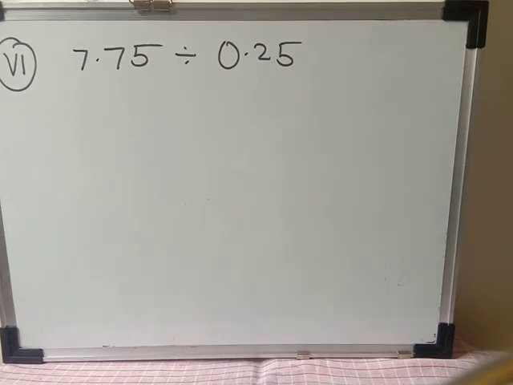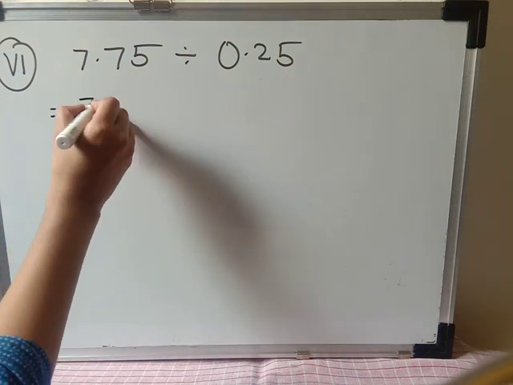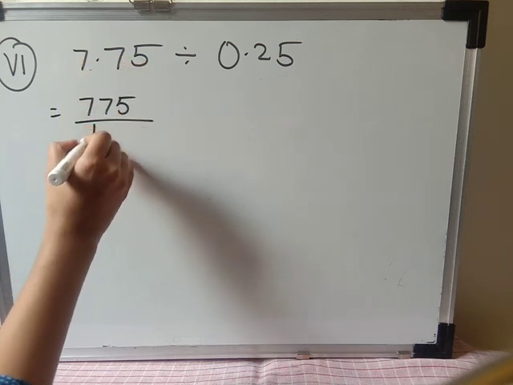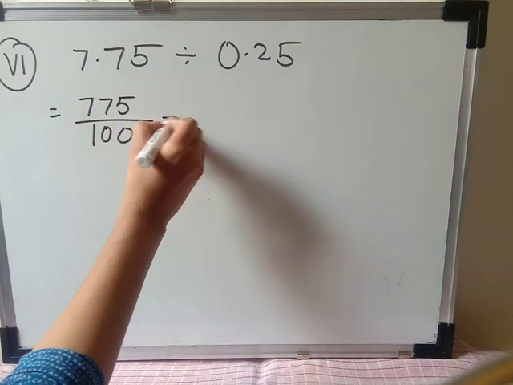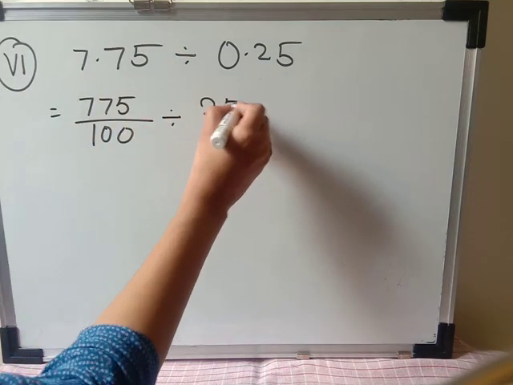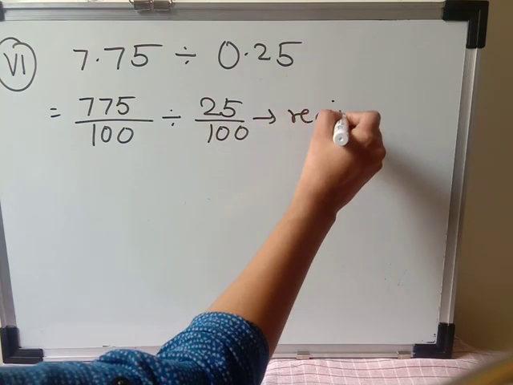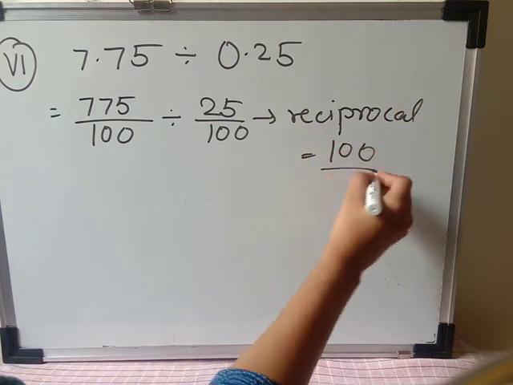Now student, let's solve this example, that is 7.75 divided by 0.25. Just remove the decimal and this number will become 775 upon, write denominator as 100 because after the decimal 2 places are there, divided by 25 upon 100. Okay, take the reciprocal of this number, and you will get that is 100 upon 25.